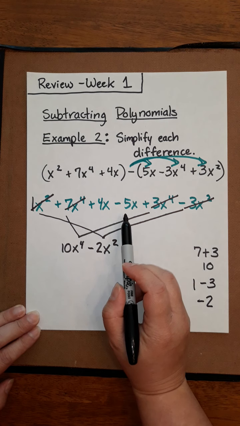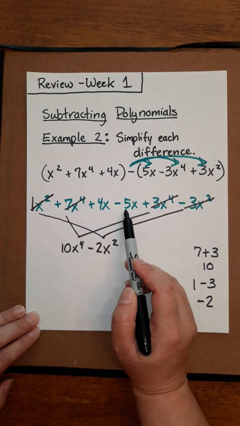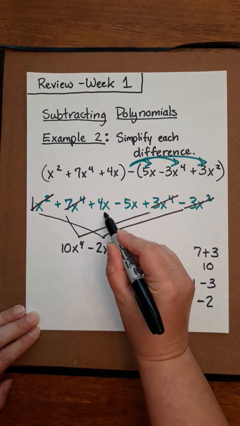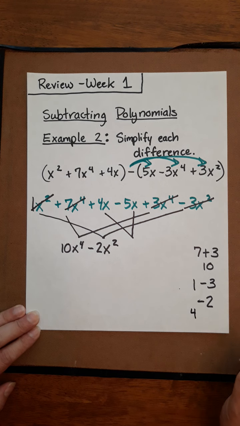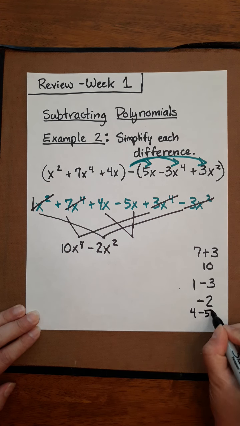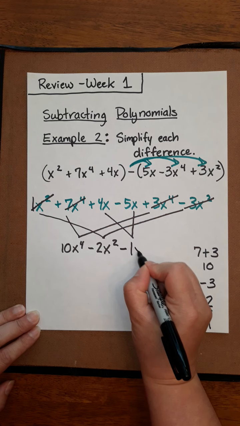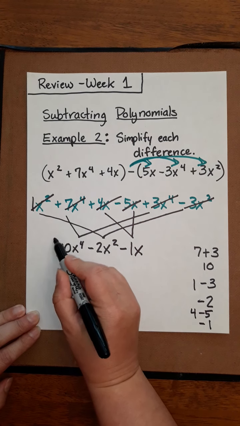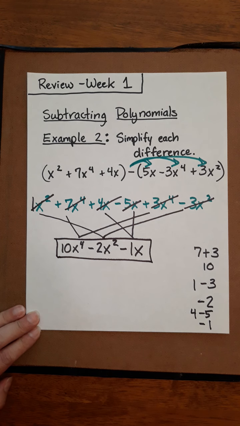Okay, then we're left with x to the first power. Here's 4x and negative 5x. Those are both like terms, so we're going to combine those two. That's 4 and negative 5, which gives us negative 1. Negative 1x. Cancel those out. Everything is combined that can be combined. So our answer is 10x^4 minus 2x^2 minus x, or minus 1x.